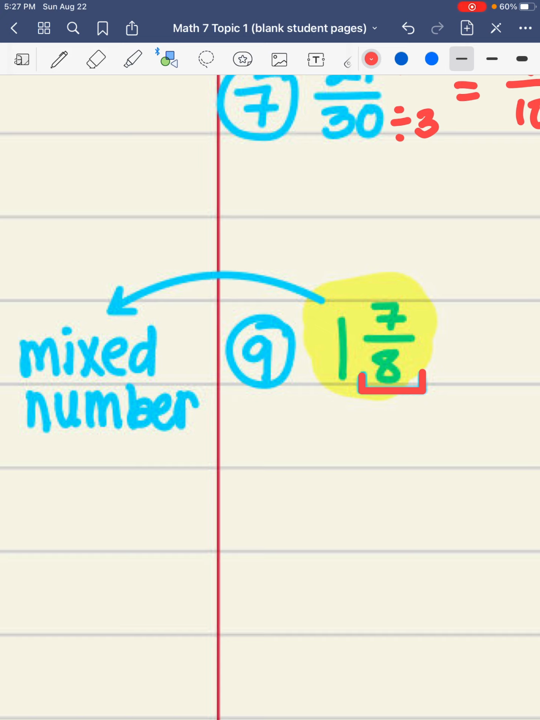Okay, now I cannot reduce that fraction because one's odd, one's even, nothing adds up to 3 or to a number that is divisible by 3, so I can't do that. And I also know that 7 is what we call a prime number.